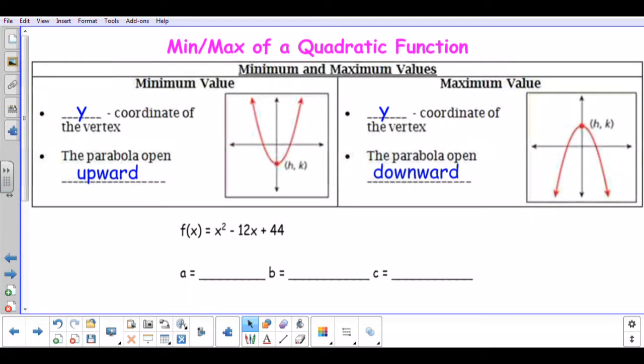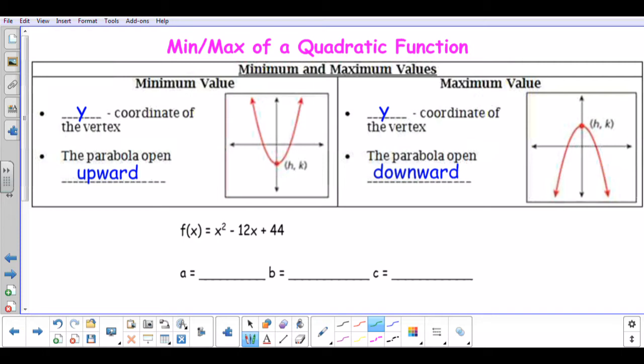Parabolas can either open upward or they can open downward. So that's going to give us either a minimum value or a maximum value. So if our parabola opens upward, it's not going to be reflected over the x-axis. And when it is upward, we're going to have a minimum value because our vertex at that point is at the lowest it can get, and everything else grows upward from there.